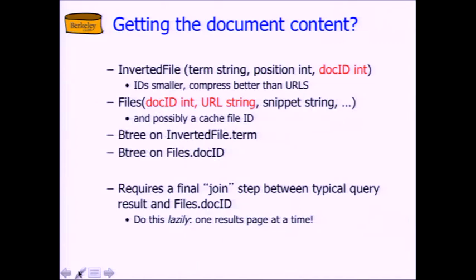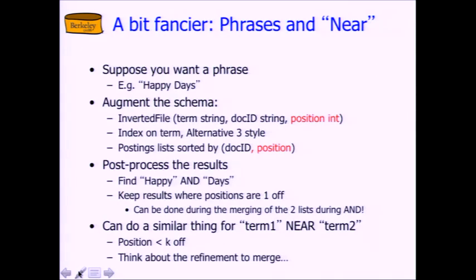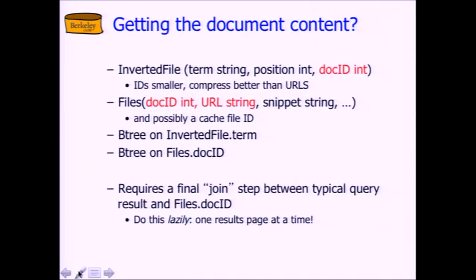All right. It's all well and good to be able to look things up and say, here are all the doc IDs that match my document, but that's not what's displayed by Google. What's displayed by Google is actually the content, right? So the inverted file is going to have string position doc ID. You don't want to actually store like a URL there. You want to store some encoded doc ID that's nice and small and compact. URLs are big textual things. You want to compress that down to IDs.